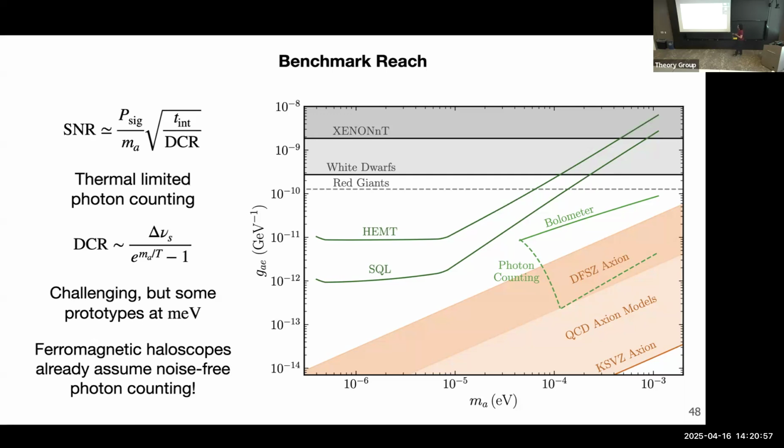Here I'm assuming that we have thermal limited photon counting, which is to say that all the photons I'm seeing are due to the temperature of the apparatus. Of course, the apparatus is at a finite temperature, everything's emitting blackbody radiation. You calculate how often that comes into your detector, and if that was the limiting factor, then this is the kind of reach you can get.